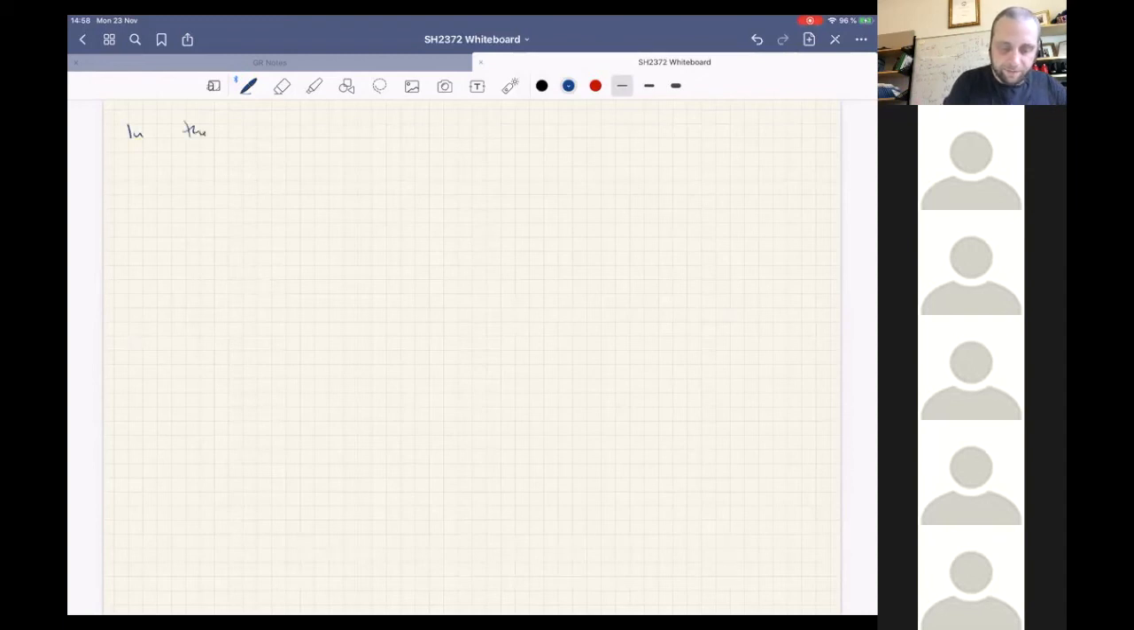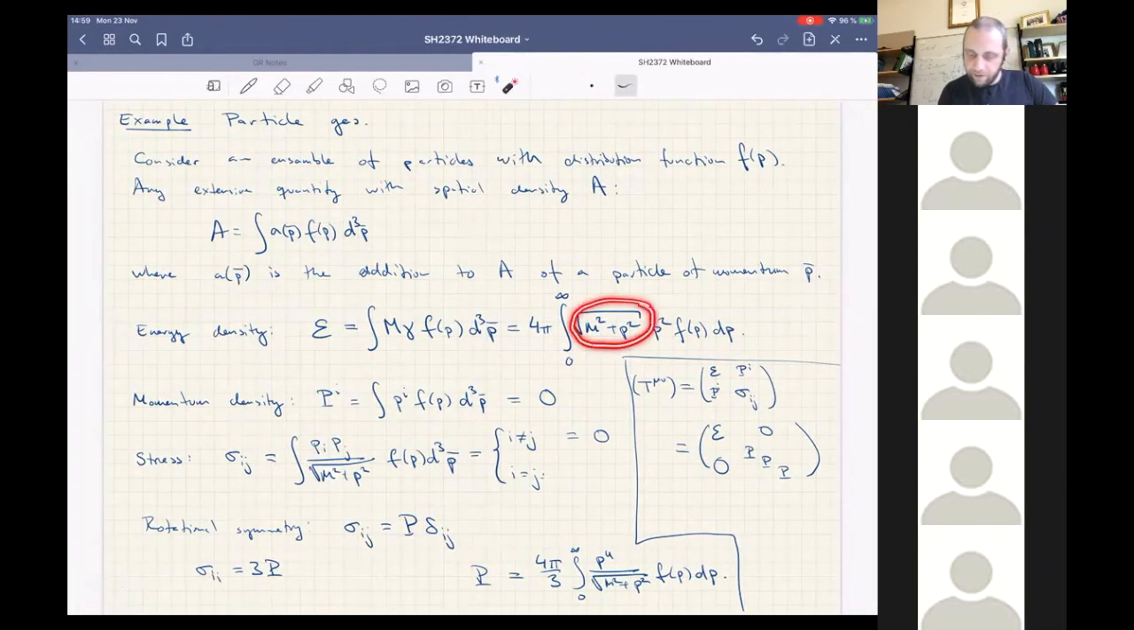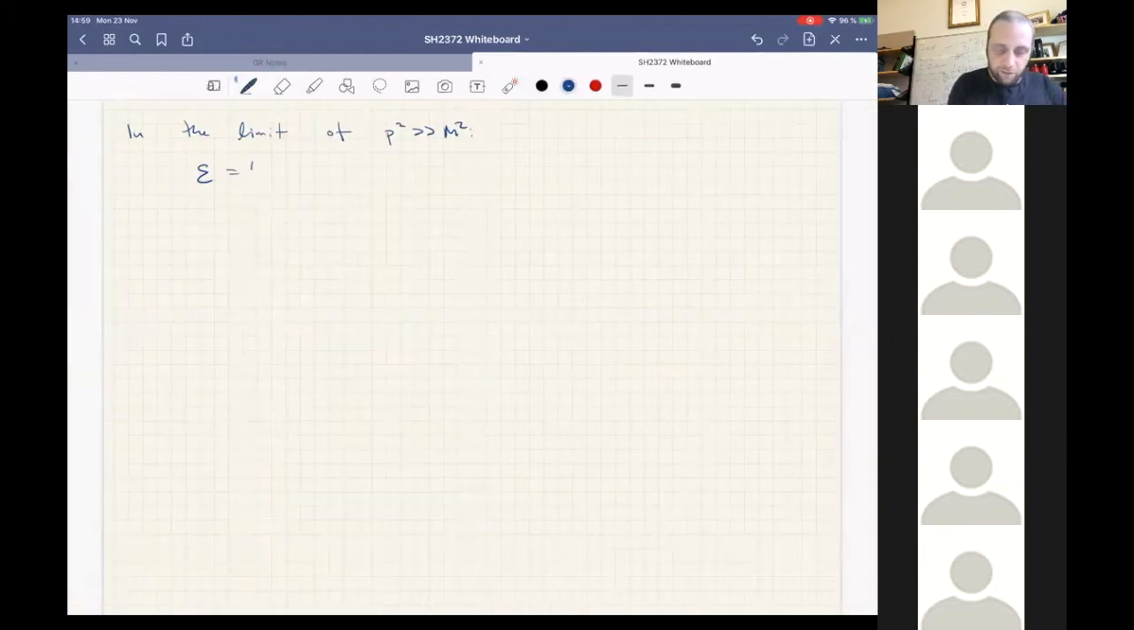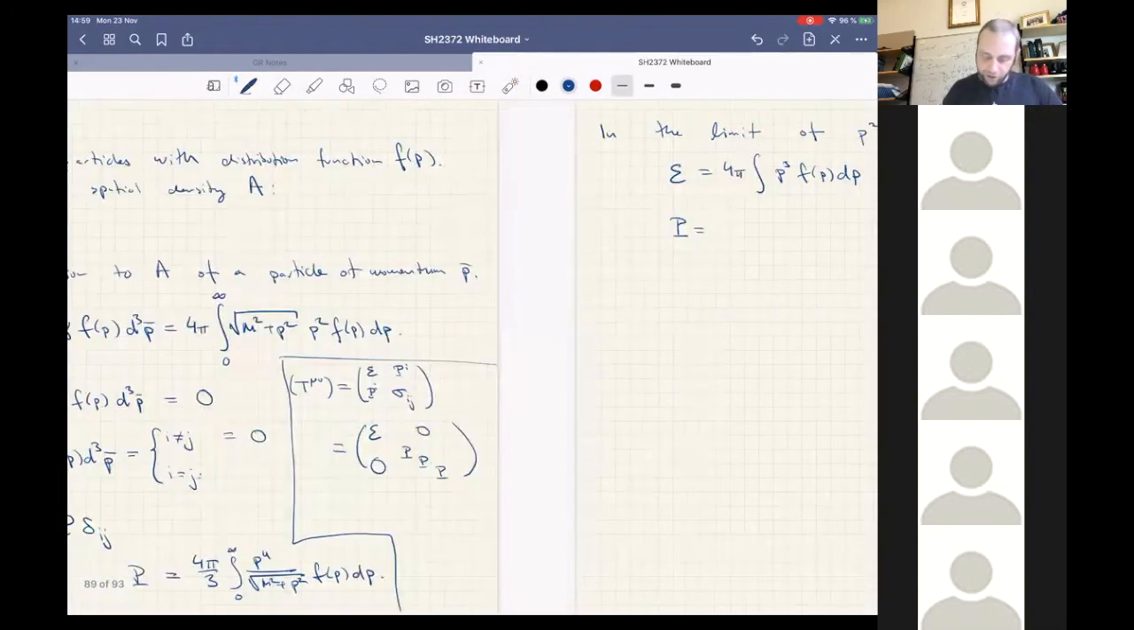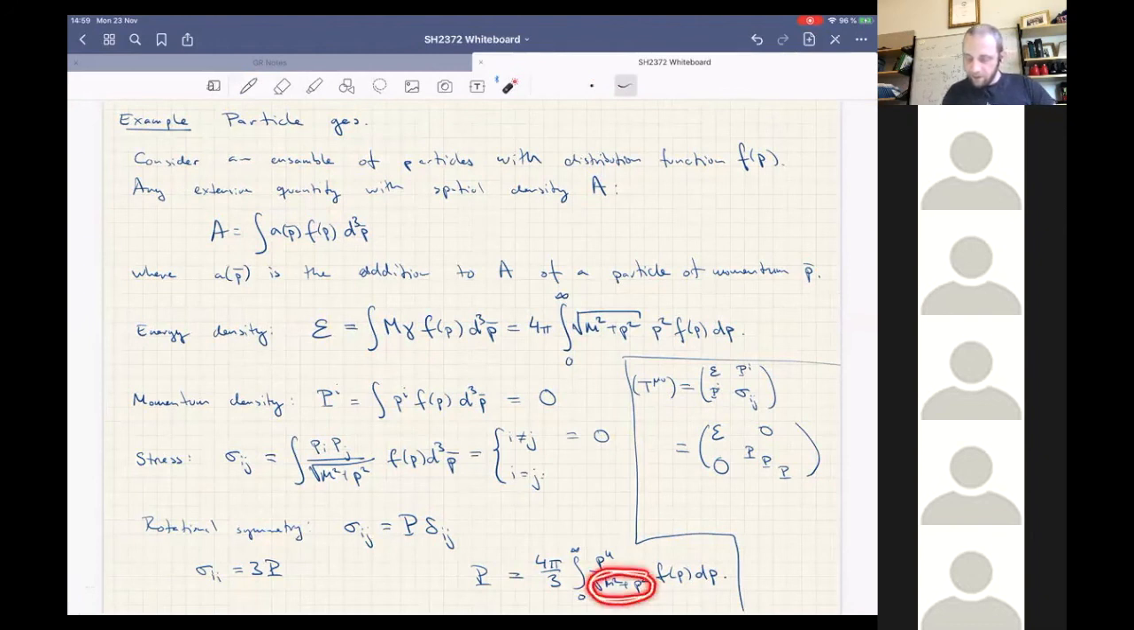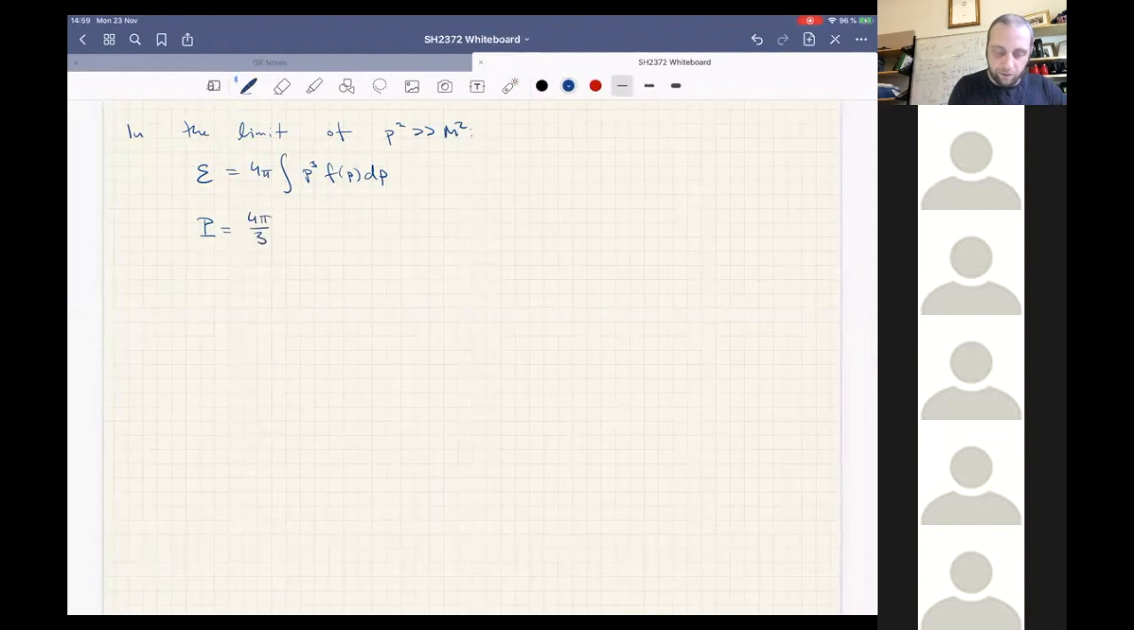So in the limit of p squared much larger than m squared, then if we look at the energy here, this factor is going to be approximated by p. So we would have the integral of p to the 3rd power f of p dp. So this would be 4 pi integral p to the 3rd power f of p dp. However, for the pressure, we could do something similar, except now we have this expression in the denominator, but we still get p to the power of 3 here, and a prefactor of 4 pi over 3. So we would have 4 pi over 3 p cubed f of p dp, which would be equal to 1/3 of the energy density.